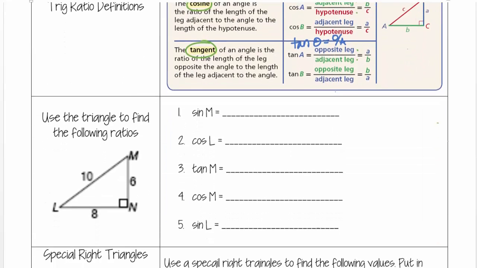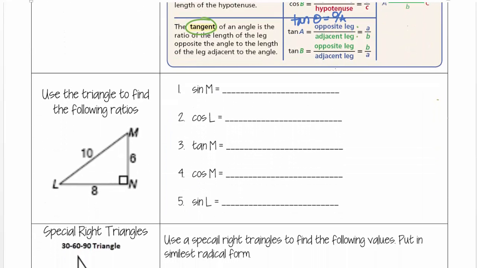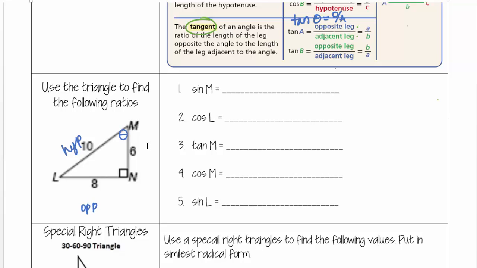So you're going to get problems like this, where I give you this triangle, LMN, and we need to find the sine, cosine, and tangent of certain angles. So let's find the sine of M. So this is the angle we're talking about. This is our theta for right now. And if this is our theta, then we have our hypotenuse. Remember, this never changes. Our opposite side would be over here, and our adjacent would be the one right next to it.